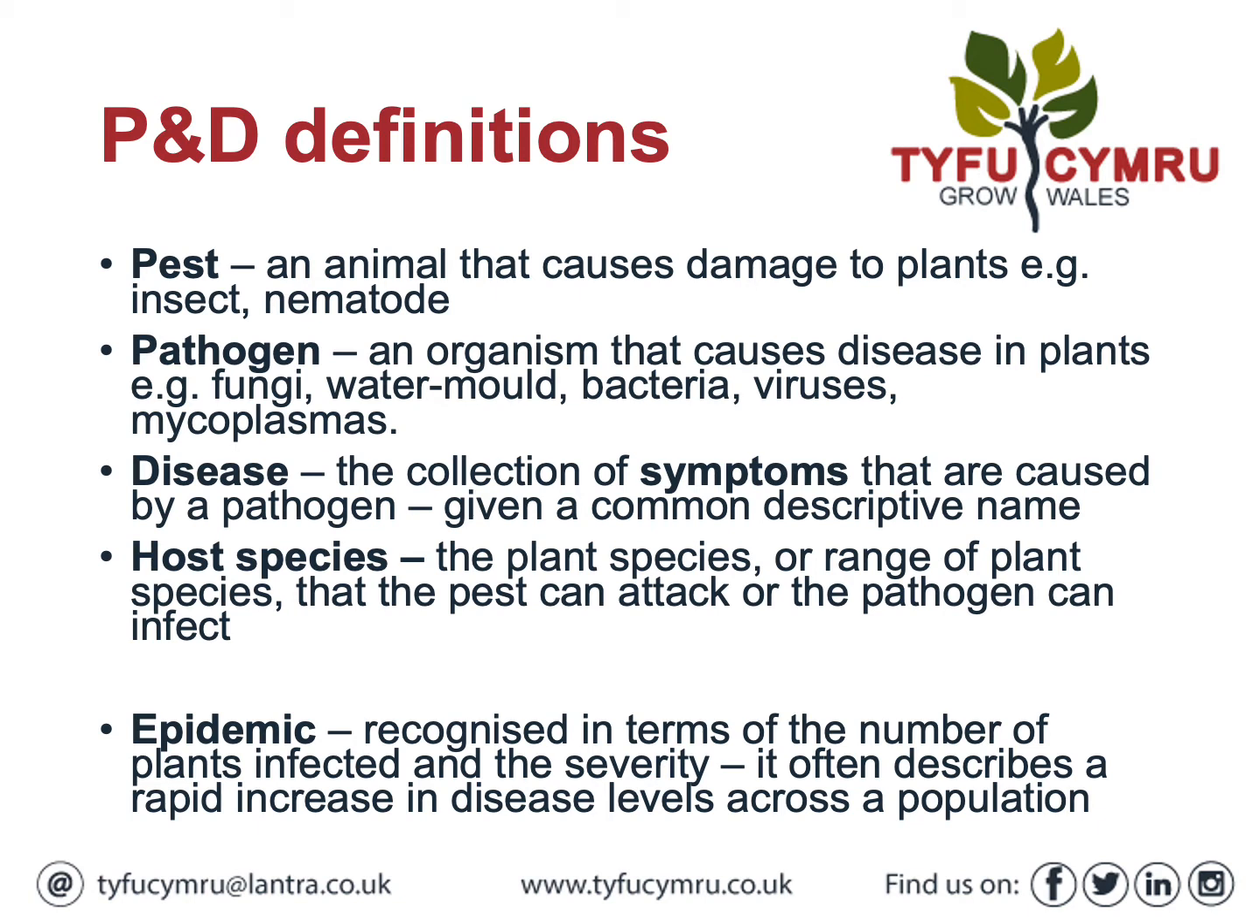An epidemic is recognized when it occurs, usually in terms of the number of plants infected and the severity. So it often describes a rapid increase in disease levels across a population of plants. So you tell when an epidemic is occurring by that sudden increase in disease levels across, in the case of growers, their crops.